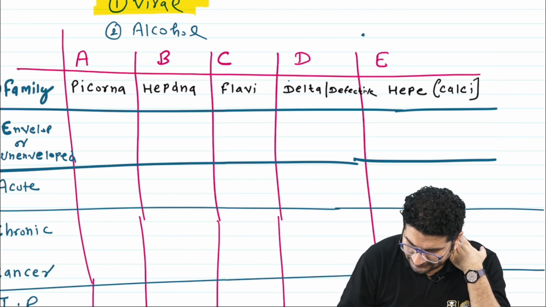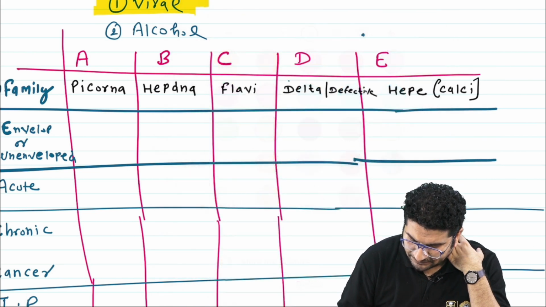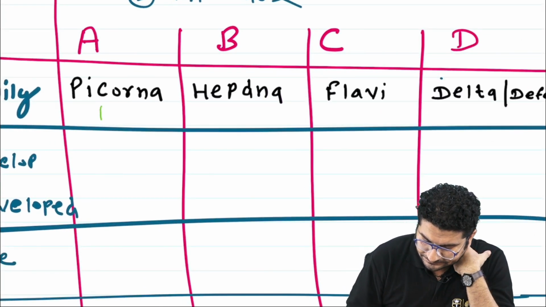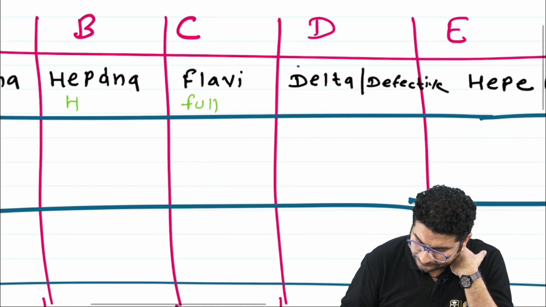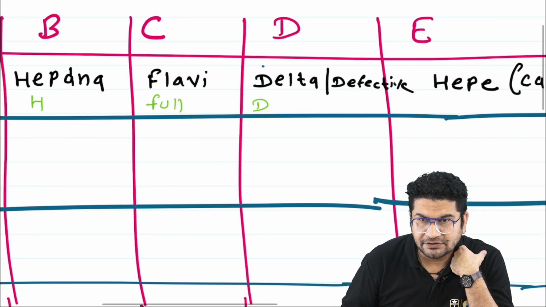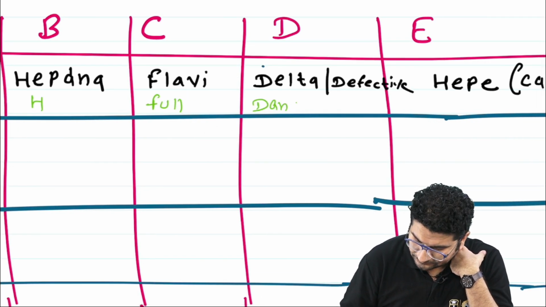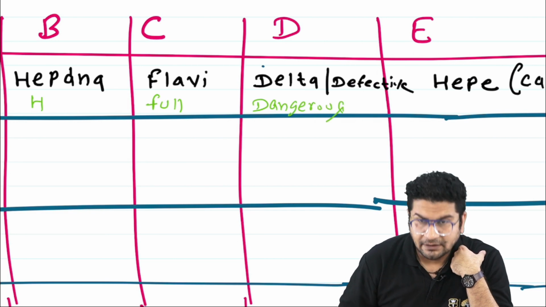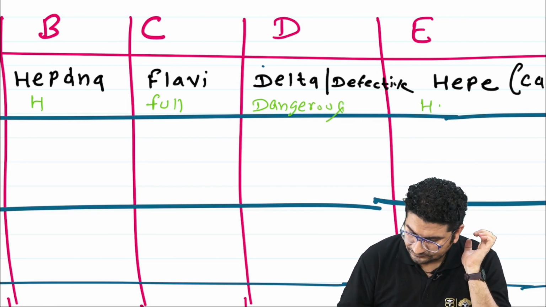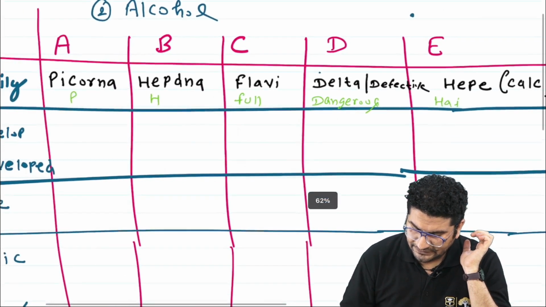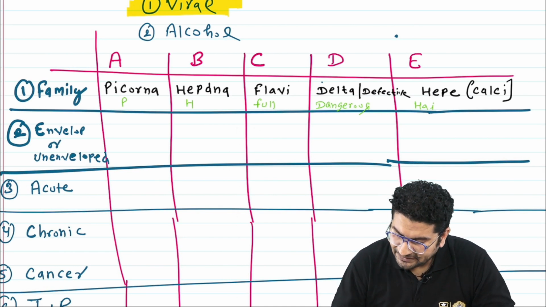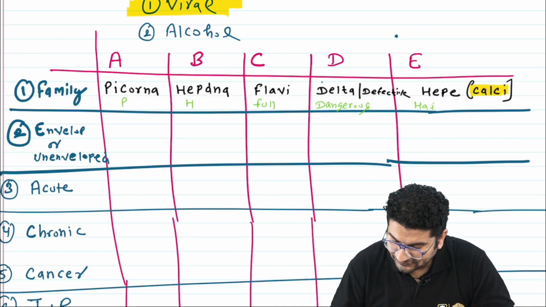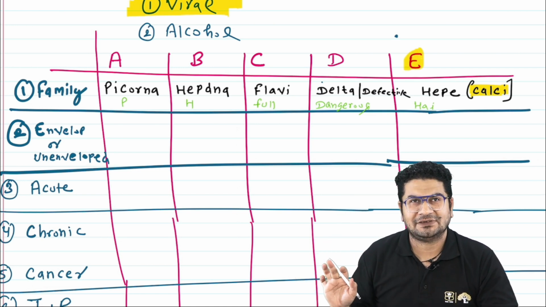So how to remember this? You can remember this by a simple mnemonic: PH full dangerous hai. So PH is extremely dangerous. Picorna, Hepadna, Flavi, Delta, Hepa. Where students make mistakes is, understand this, Calci is not C. Clear? Calci is E. So don't think C for Calci, C for hepatitis C.